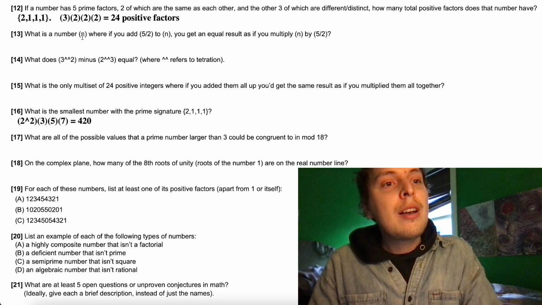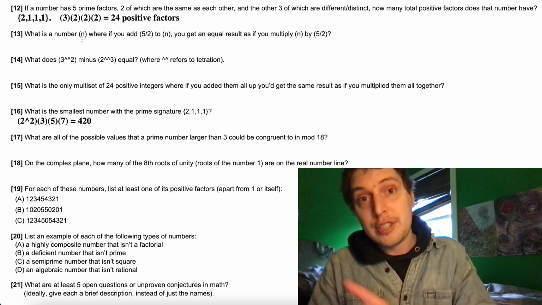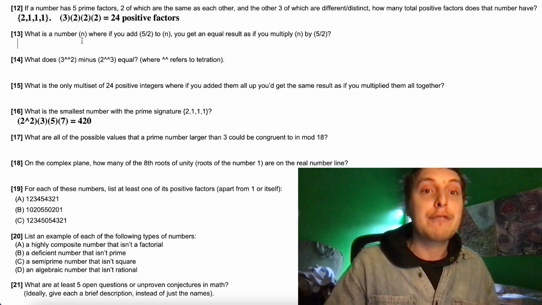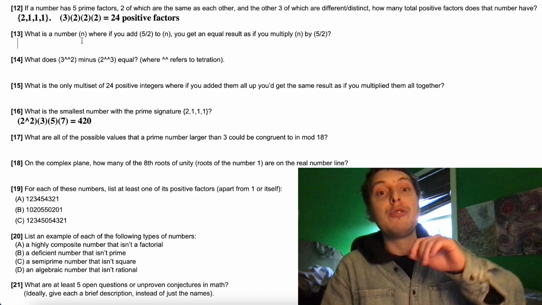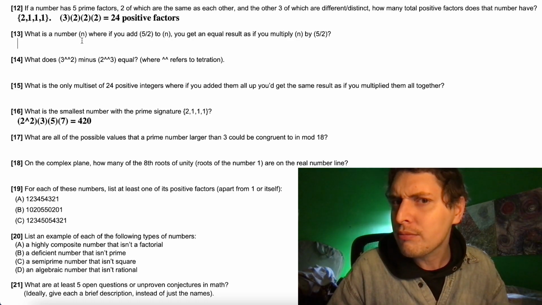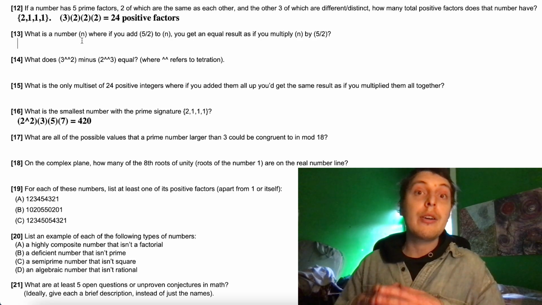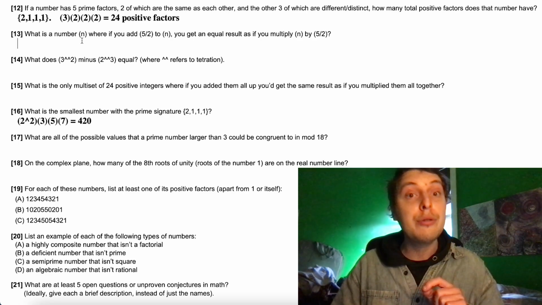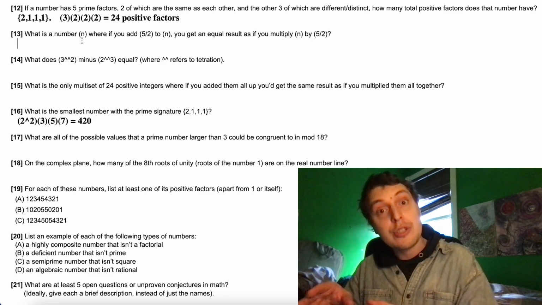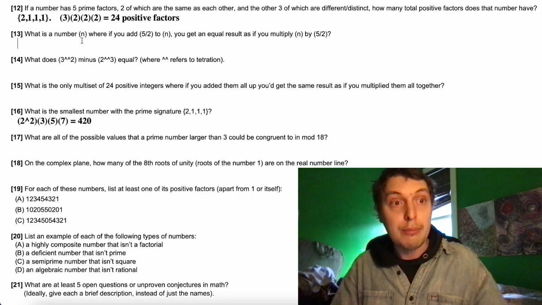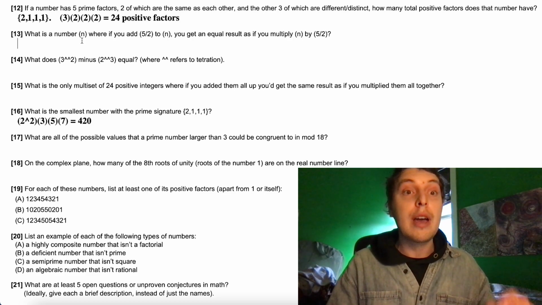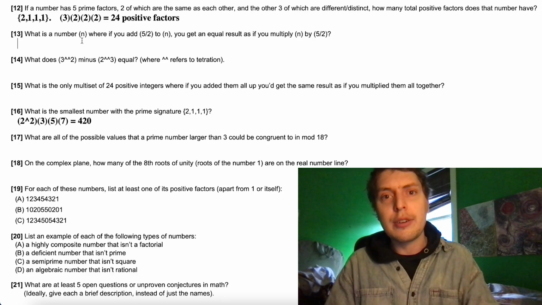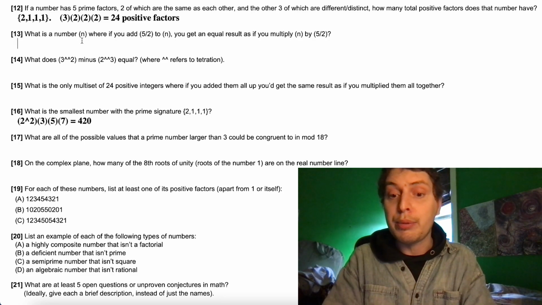So, next, we're going to move to 13, which asks us, what is a number where if you add 5 halves to it, you get the same thing as if you multiply it by 5 halves? Now, there was an episode where I went over the formula that you'll always get when you want to add 2 numbers and have it be the same result as when you multiply the same 2 numbers. But let's say you don't know that formula and you want to solve this case from scratch. You could do this particular one with a little bit of simple arithmetic.